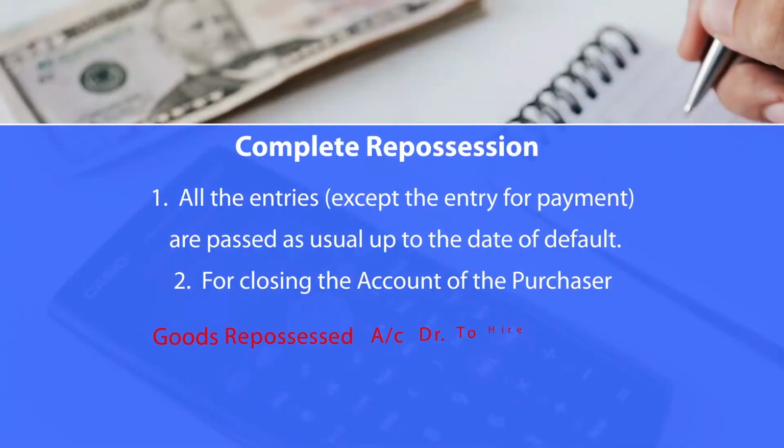In order to close the accounts of the hire purchaser, the following journal entry would take place: goods repossessed account debit to hire purchaser. Here the goods are coming in, so as per the rationale of the real account, debit what comes in. The asset is coming in, therefore the goods repossessed account will be debited, and the hire purchaser account is a personal account. So, we apply the rationale of the personal account: debit the receiver and credit the giver. It is the hire purchaser who is giving the goods back, therefore his account must be credited.